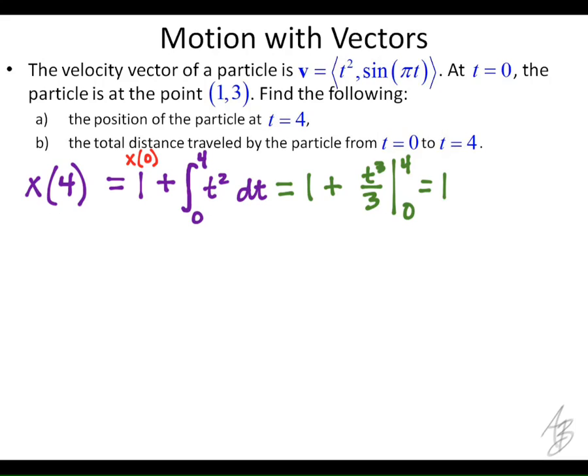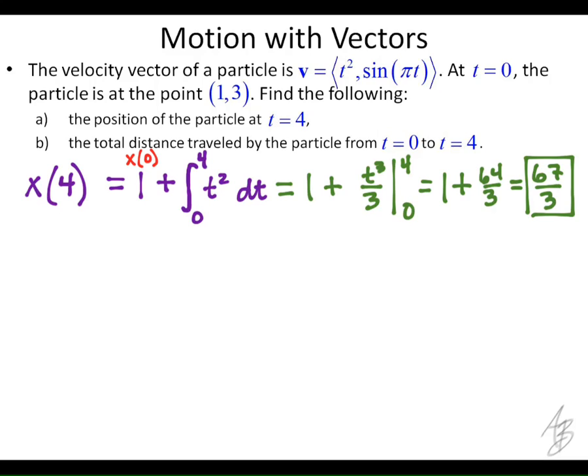So we get 1 plus, what is 4 cubed? 64. So it's 64 thirds minus 0. And so 1 plus 64 thirds is going to be what? Okay, that's going to be the x value at 4.